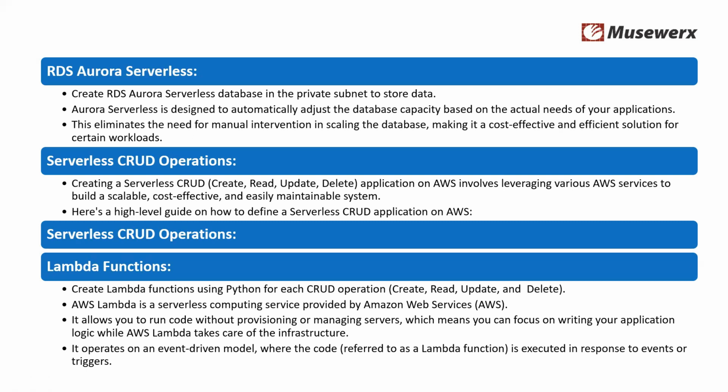Every Lambda function has a time bar. It cannot run forever. There is a certain time under which it has to expire. Although you can change the time, that's on a special need basis or not often. It operates on an event-driven model where the code, which is the Lambda function, is executed in response to events or triggers.